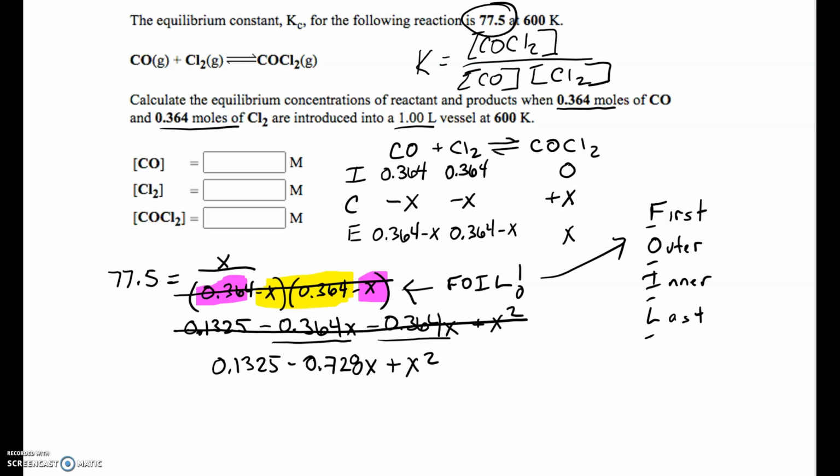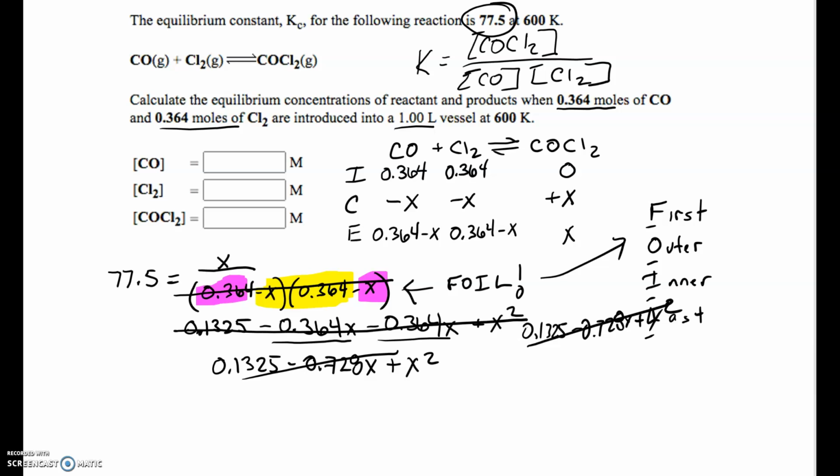So over here I'm times 0.1325 minus 0.728x plus x squared cancels. If I do that on the right hand side of the equals, I have to do it on the left. And this is another distributive property, right? I've got to multiply 77.5 times each of those terms.